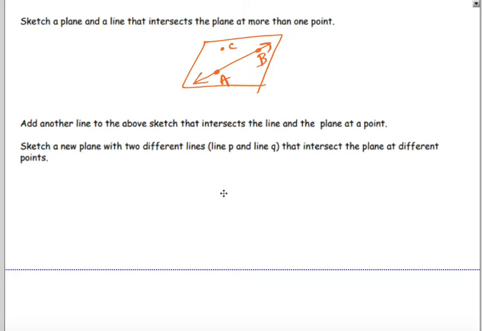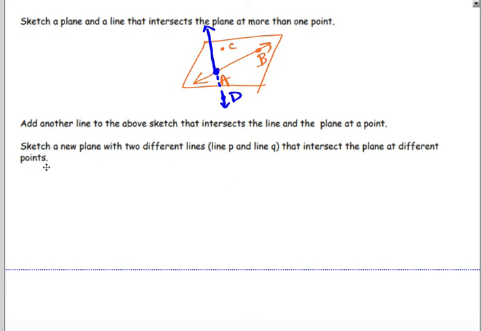Underneath here it says add another line to the above sketch that intersects the line and the plane at a point. So we want to intersect the line that's here, and we want to intersect the plane at only one point. So I'm going to add a line that's going through A, and you can tell that it's behind or going underneath there because I'm using dotted area there, and then continue it here and put a point on this line that's not inside of that plane. And so I'm going to call that D down there. So this would be like line AD. It goes through point A inside of that plane. So it intersects the plane in one spot, it intersects that line in one spot.